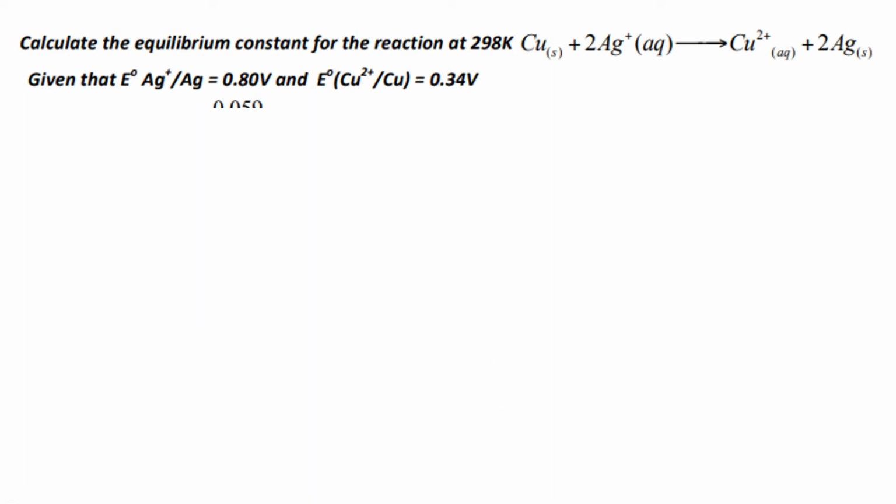Now we'll do some questions using the Nernst equation. Please calculate the value of the equilibrium constant for the reaction at 298 Kelvin, where solid copper is converting into copper 2+ ions, and two silver ions are converting into two solid silver. Given are the E naught value for the reduction of silver ions and the E naught value for the reduction of copper ions. Please try to solve the question.